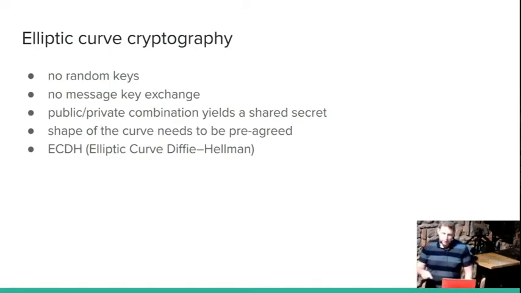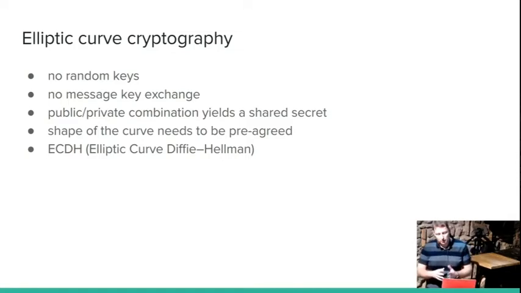Then there is this special kind of cryptography, elliptic curve cryptography. You can find out why it's called like that on the internet. I didn't fully understand it, and I don't really intend to fully understand it, so if you want, you can feel free to look it up. But the point is that there are no random keys in here. You can imagine it as the previous scenario where we combine the stuff.